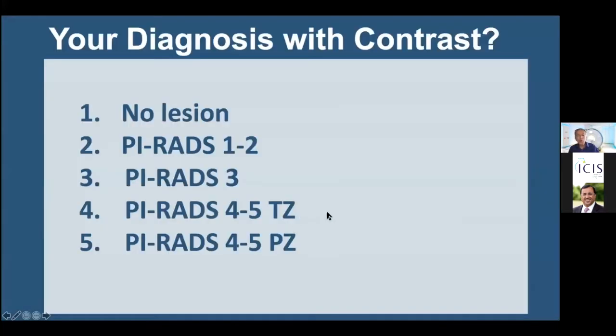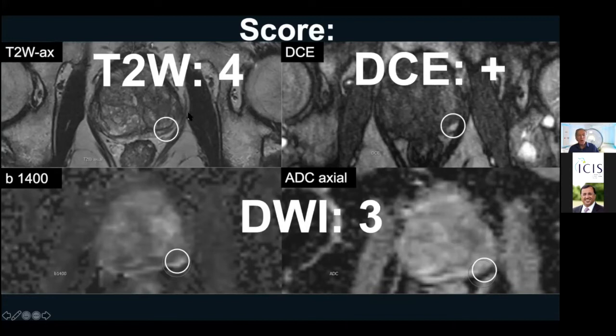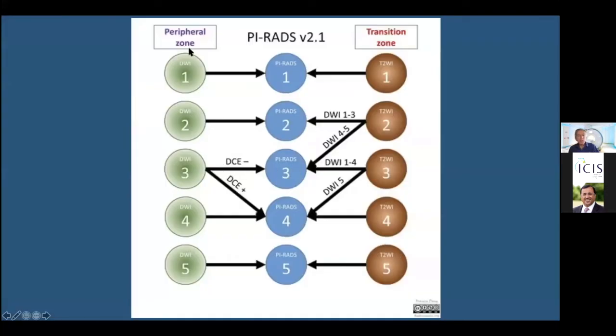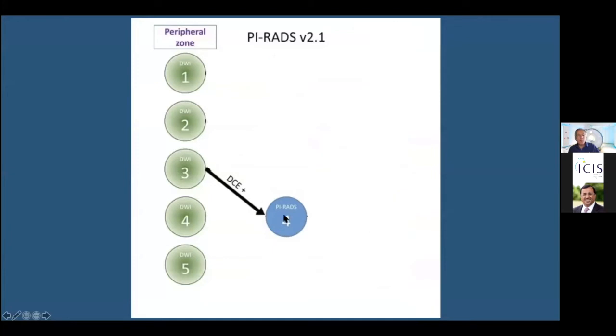So the score is a 4 for T2, a plus for DCE, because this is an early enhancing lesion, comparable to a lesion on the other sequences, a 3 for diffusion, because this is white and not black. Now, if you look to the scheme, it is a PI-RADS 4, because diffusion is the dominant sequence in the peripheral zone, which is upgraded by contrast. So without contrast, we would have missed this lesion.